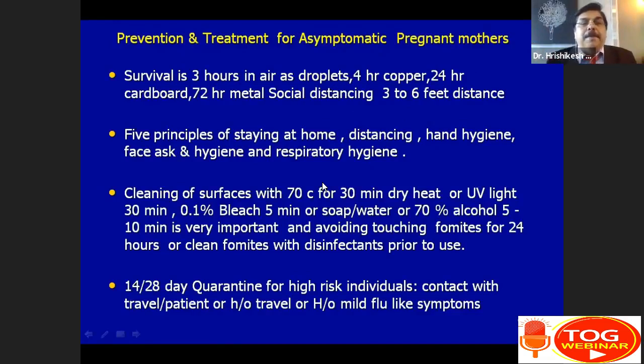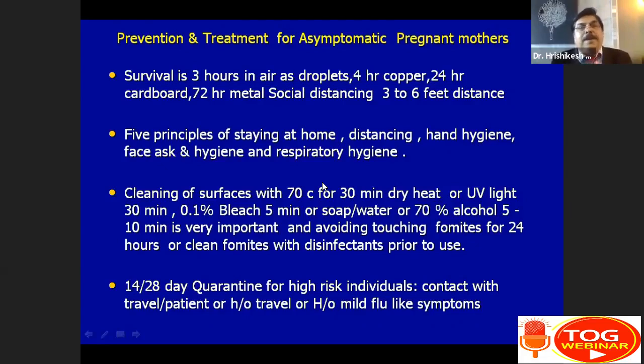So if you look at the prevention of asymptomatic carriers, the survival is 3 hours in air. This droplet doesn't cross more than 3 feet or 1 meter maximum. Maybe there is a controversy of whether there's an aerosol effect, but I don't personally feel there is an aerosol effect. This droplet survives 3 hours in air, 4 hours on copper, 24 hours on cardboard, 72 hours on metal, and hence social distancing is very important. 3 to 6 feet distance is important. And there are five principles which we should always follow in trying to prevent.